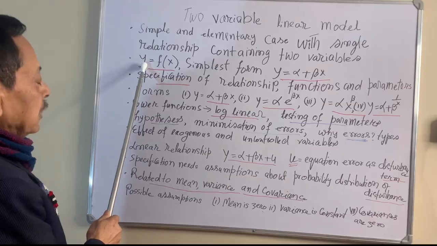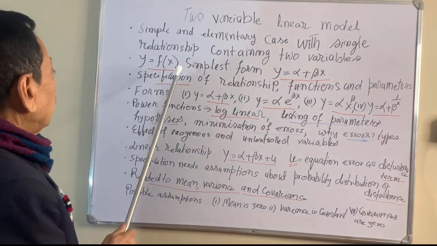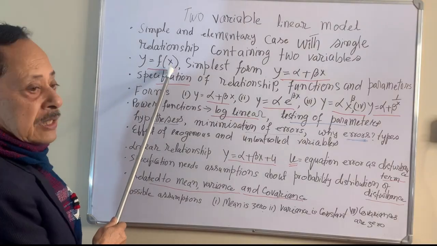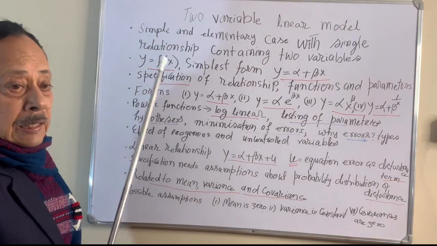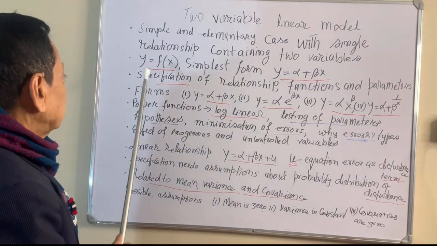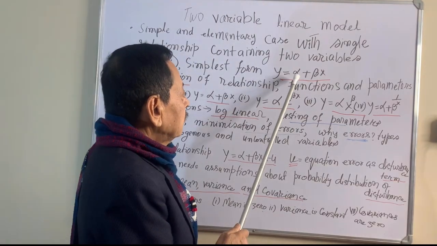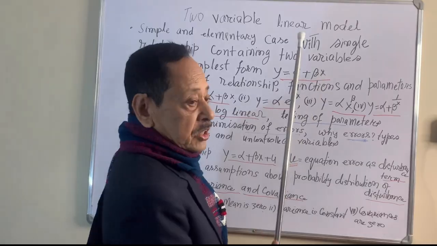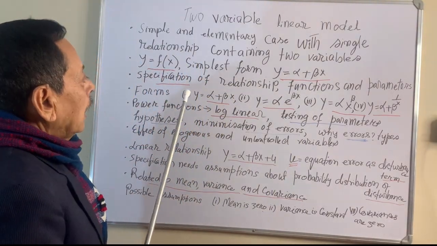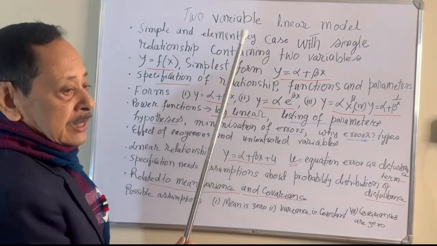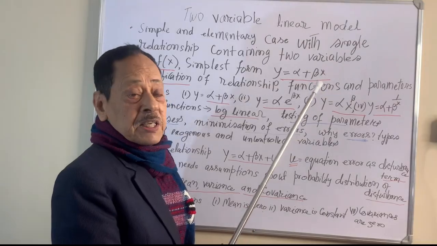So y is the dependent variable and x is the influential variable, because if x is increased or decreased, then the level of y will also increase or decrease. Now the simplest form is y is equal to alpha plus beta x, where alpha is the intercept and beta is the rate of change of x.